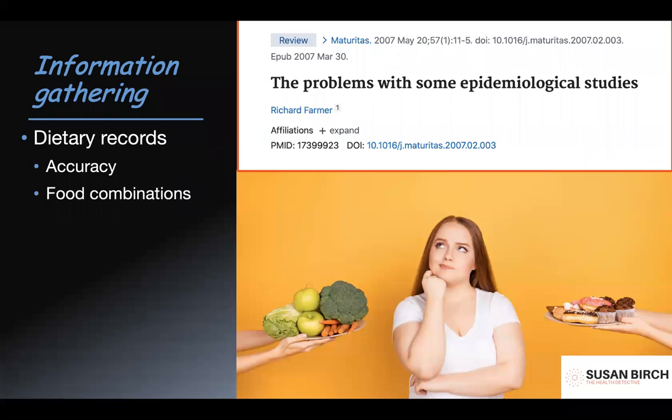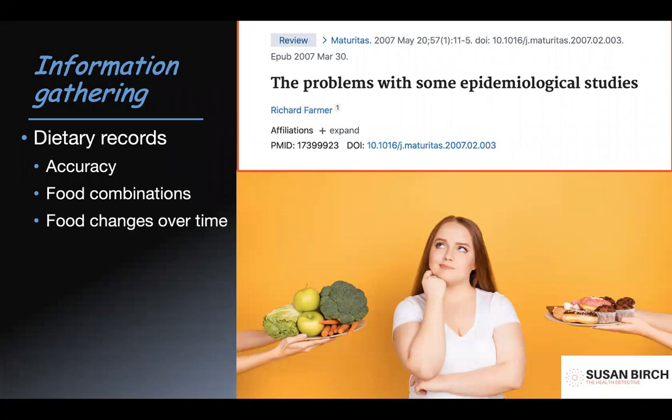Food combinations also play a role in how food reacts in the body. For example, eating a barbecue steak with a bun, tomato sauce, and having a few beers might react differently in your body than the same steak grilled with a salad and a glass of red wine. These studies can't differentiate between these different factors.